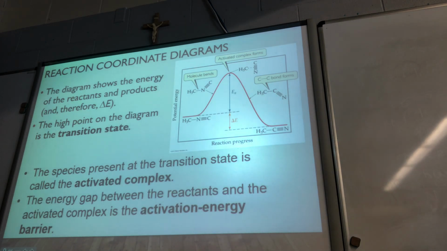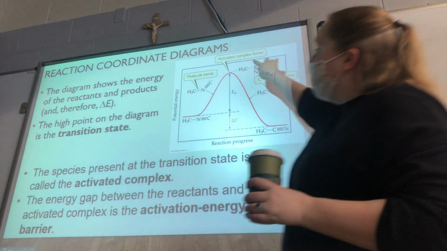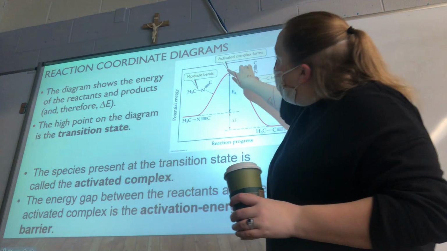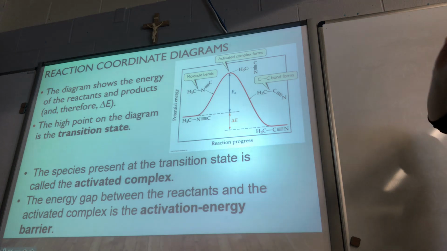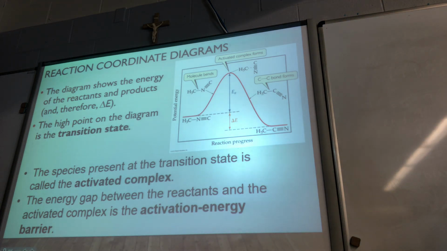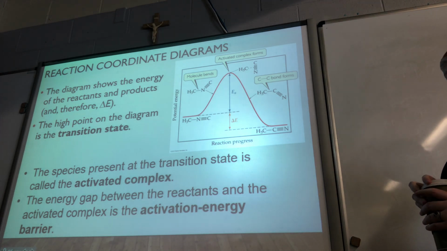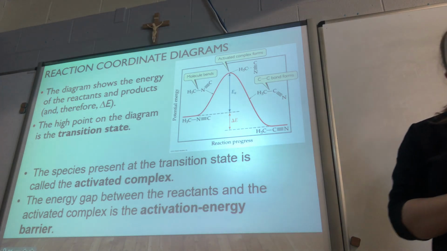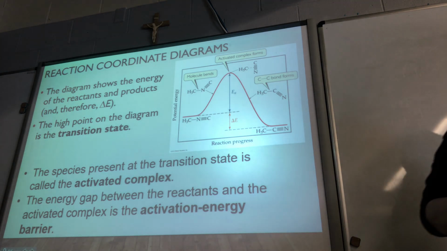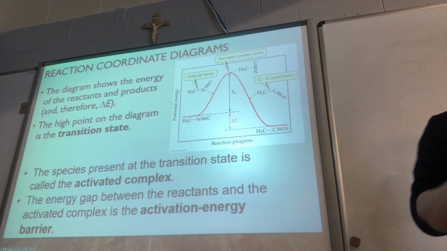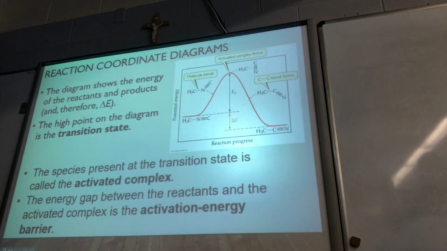Okay, and that diagram is still there. The little complex that is present at the activation energy point is referred to as a transition state. Sometimes it's called an intermediate. Sometimes it's called an activated complex. There's a couple of different names for it. I use intermediate and transition state kind of interchangeably.